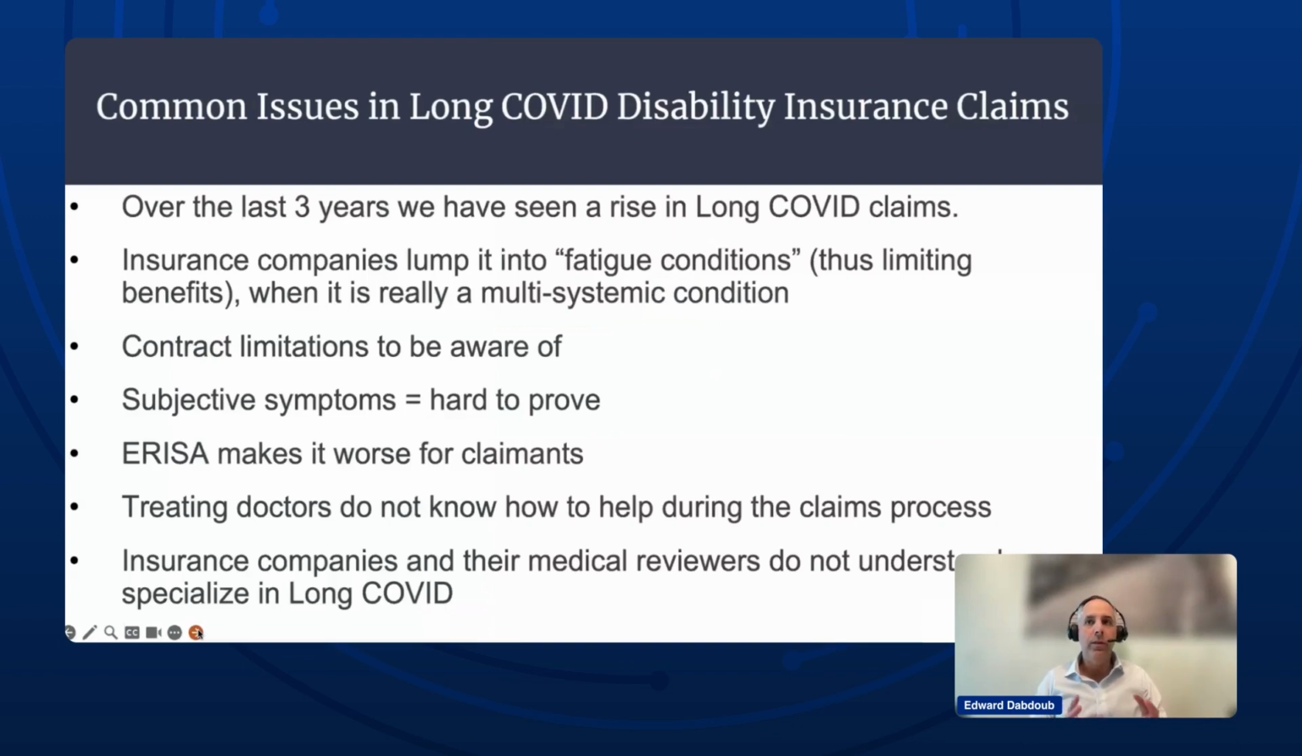One of the things we see insurance companies do is they like to lump any kind of condition that's based on fatigue, exhaustion, cognitive impairments. They like to lump these all as just fatigue conditions. And as we'll talk about a little bit later on the next couple of slides, this ends up limiting benefits to maybe 12 months, 24 months, depending on the insurance policy provision.